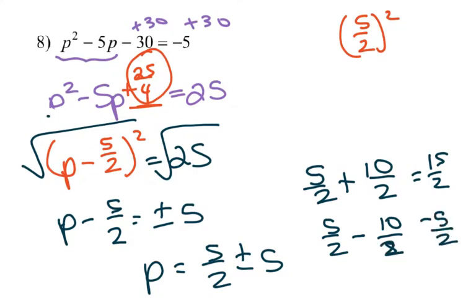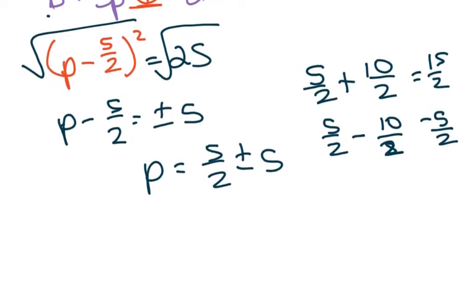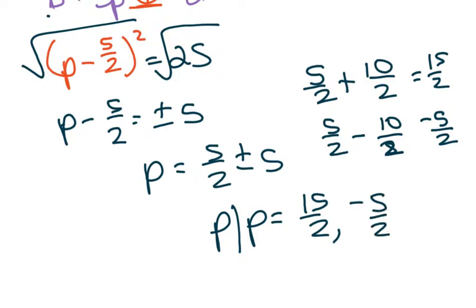5 halves. So my solutions that I'm going to write in my set notation, oops, not x, p, such that p is equal to, I'm going to have 15 halves and negative 5 halves. Don't turn them into decimals. We're going to leave them as fractions. We just don't have a need to turn them into decimals at all.